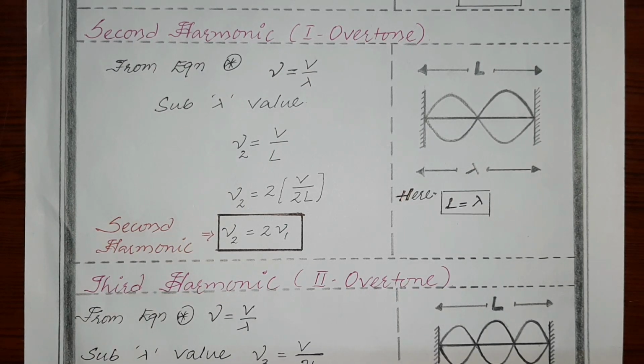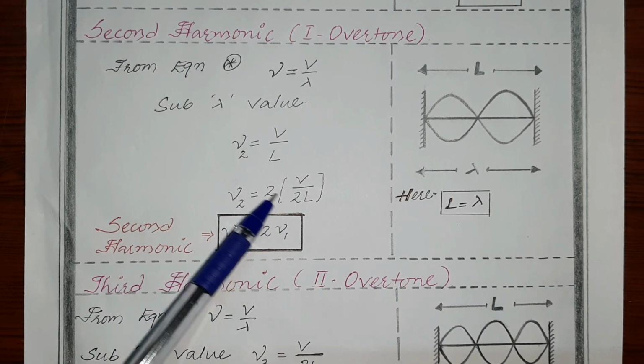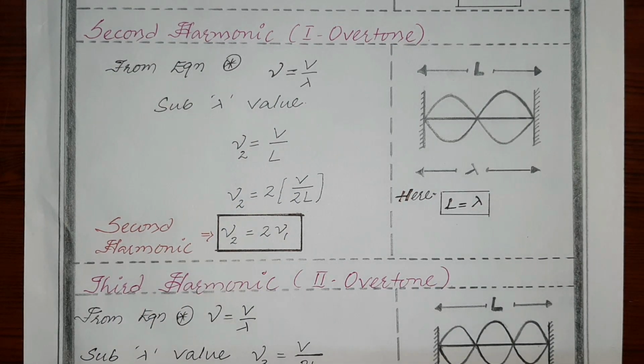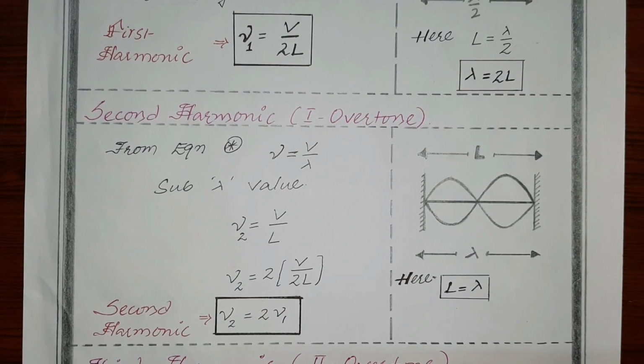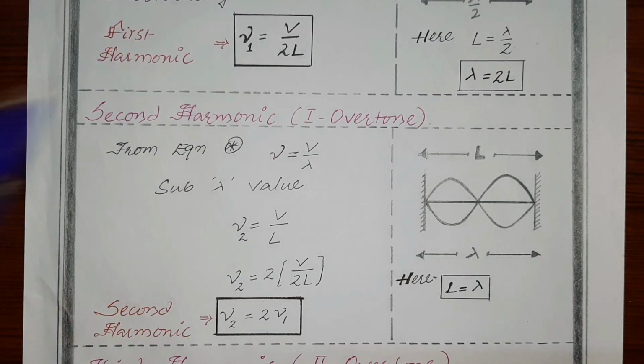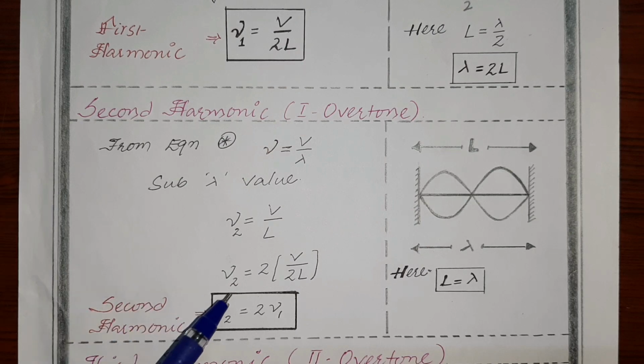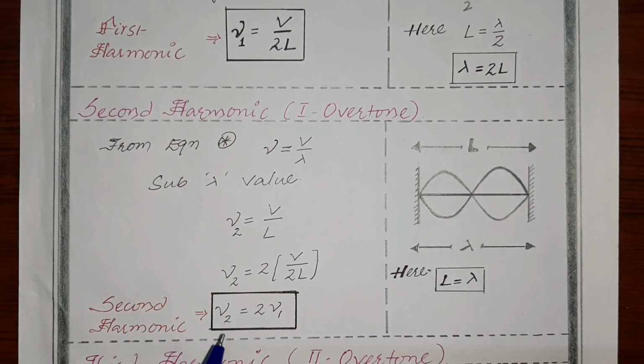So I can multiply and divide with 2 at this time. So this is twice of V by 2L, and we already know that V by 2L is nothing but first harmonic, nu 1. Now nu 2 is equals to, this 2 is as it is, this V by 2L is replaced with nu 1, so that we are going to have nu 2 is equals to twice of nu 1, meaning the second harmonic is double of first harmonic.